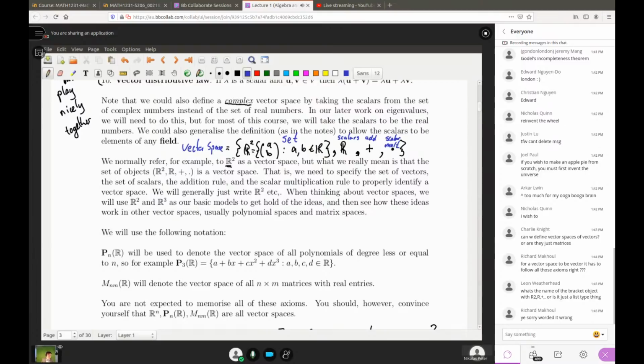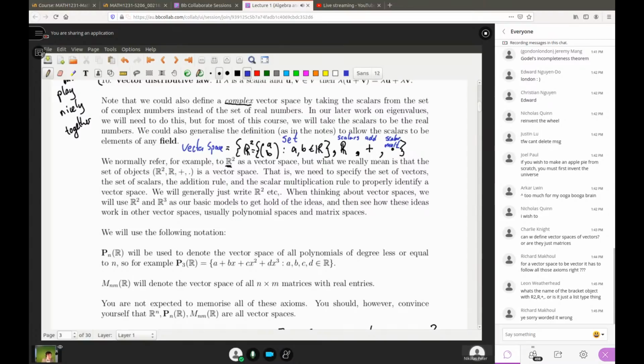Yeah, no, I blame myself, Richard. This is entirely my fault. I should have said set. A set of objects together with the scalars, together with an operation of addition, together with a scalar operation of scalar multiplication. These four things are what you mean when you say vector space.